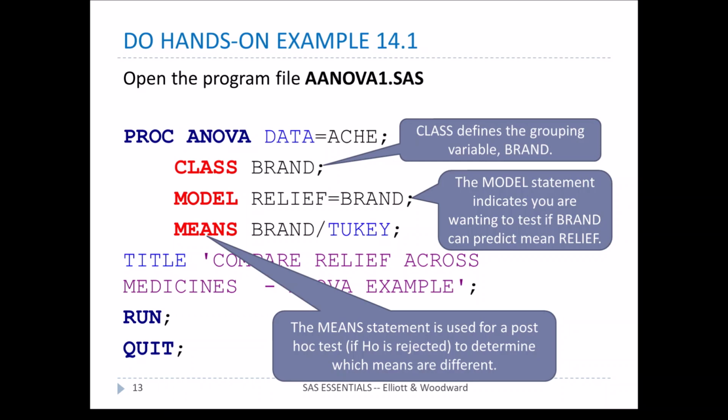We have the model statement. Relief, which is on the left-hand side of the equal sign, is what we're trying to predict, equal brand. So we're trying to say, if I know what brand of headache relief medicine I take, can I predict what kind of relief I'm going to get? It's a similar model statement to PROC REG, except in this case, brand is a grouping variable. And then we're going to have this MEANS statement, which we're going to use to do post hoc tests. So if the null hypothesis is rejected, then this option is going to allow us to determine which means are different.